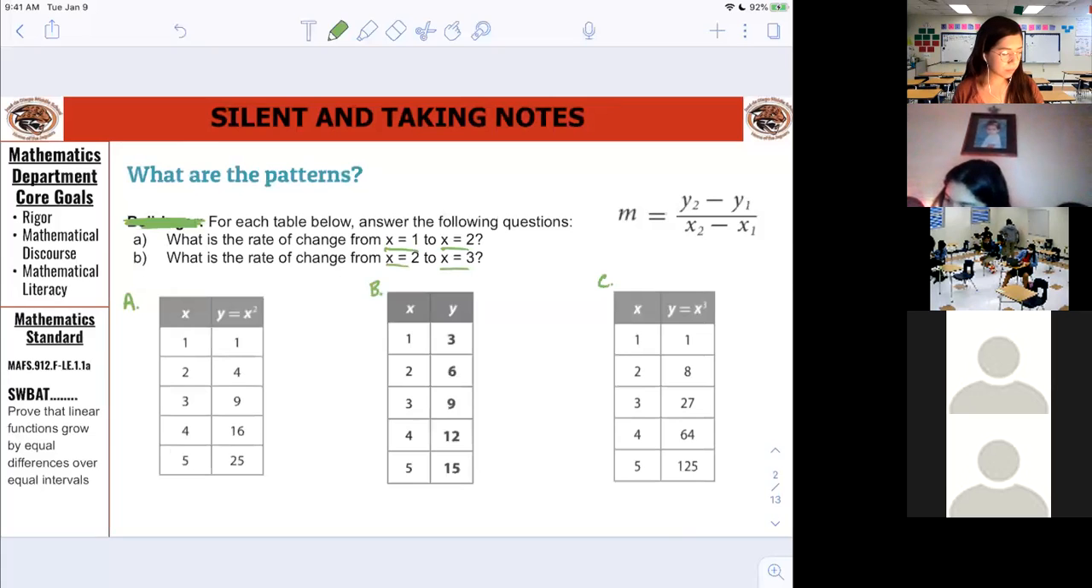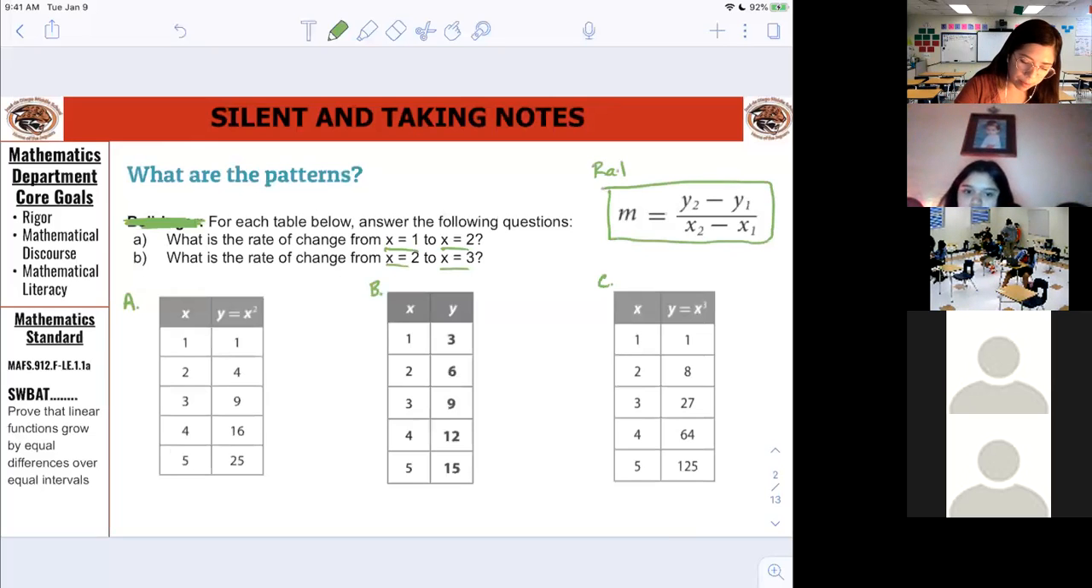All right. And if you're not done copying, I'm still staying on this page, so you'll have more time. All right, so we're going to use our rate of change formula. And I'm keeping it here for now, but eventually you guys will have to memorize this.